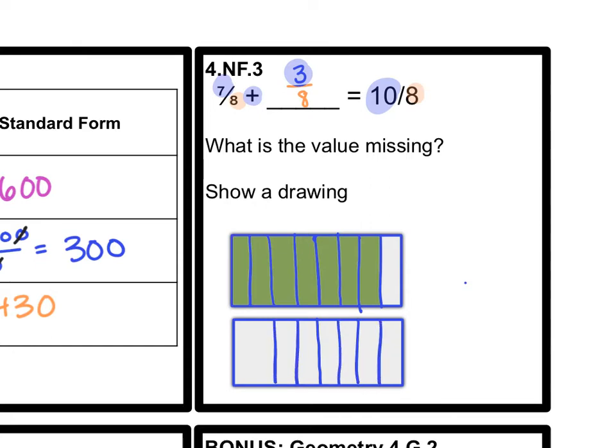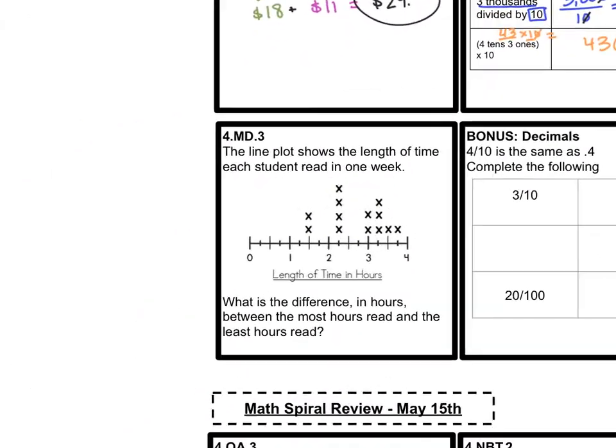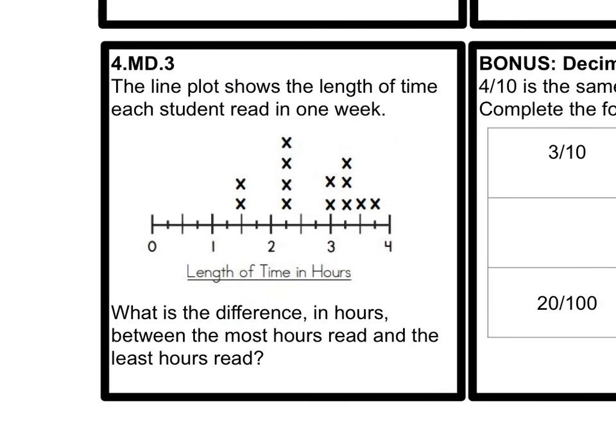Always halves. Okay, that's a total of 8. And then I'm going to color in 3 for 3/8. So you can show a drawing like this and show that this plus this gives you 10/8 all together. If you have a variation of that, or they're all one big long line, that's totally fine too.